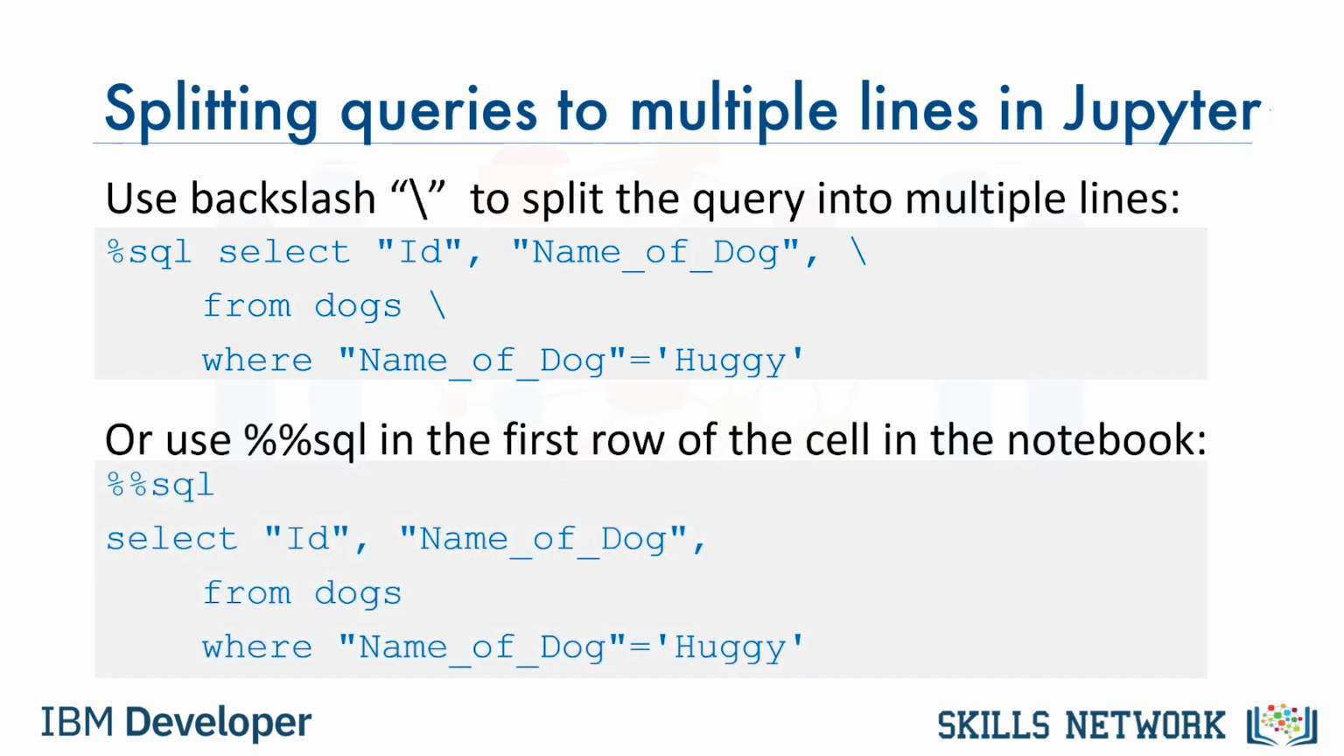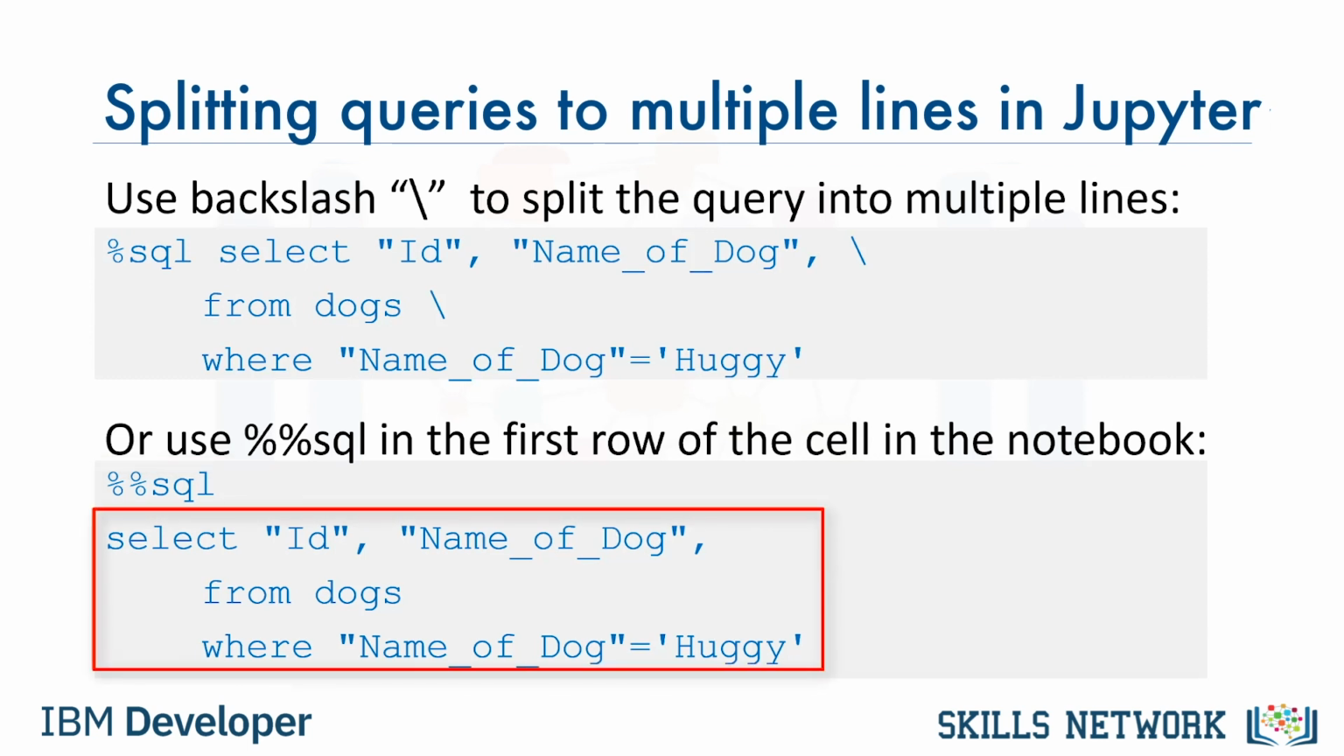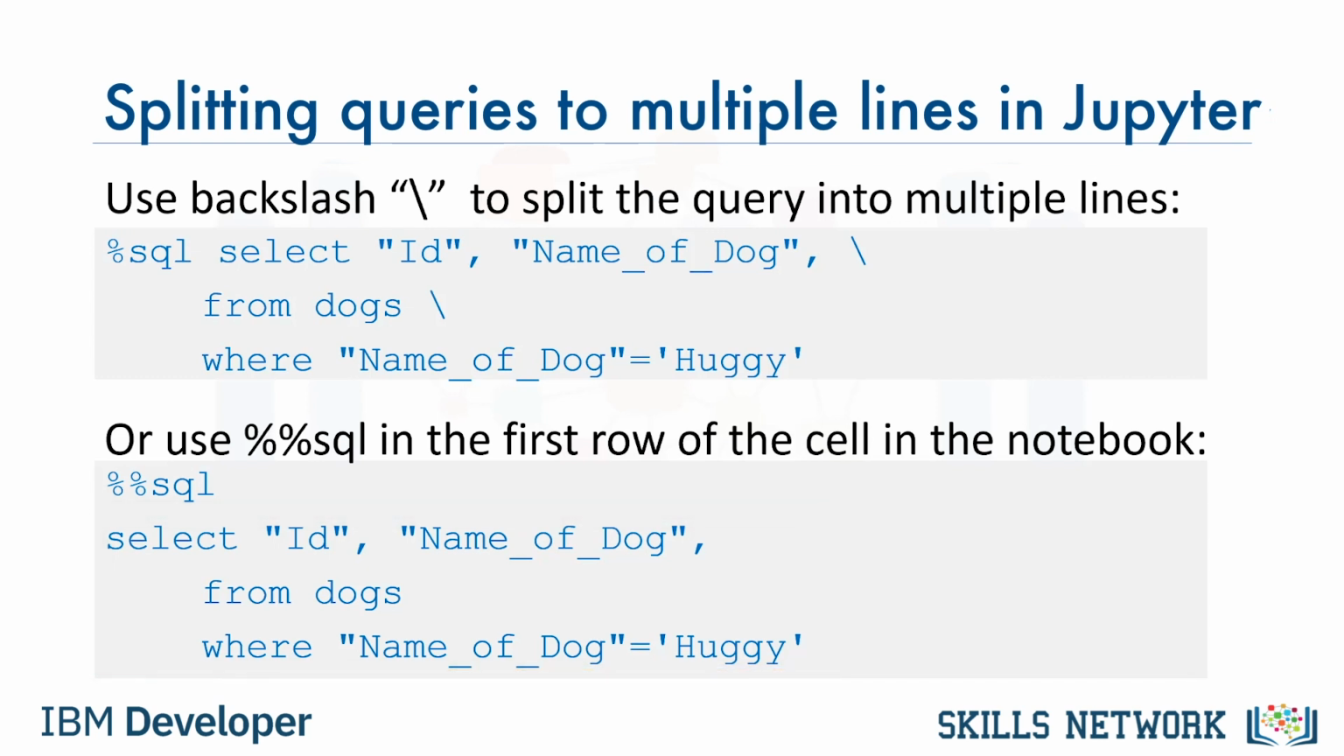When using SQL Magic, you can use the double %SQL in the first line of the cell in Jupyter Notebooks. It implies that the rest of the content of the cell is to be interpreted by SQL Magic. For example, double %SQL, new row, select ID, name of dog, new row from dogs, new row where name of dog equals Huggy. Again, please note the special characters as shown. When using double %SQL, the backslash is not needed at the end of each line.